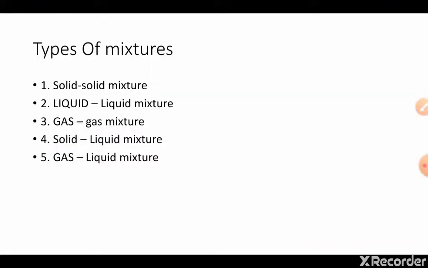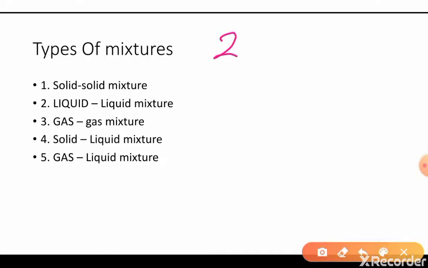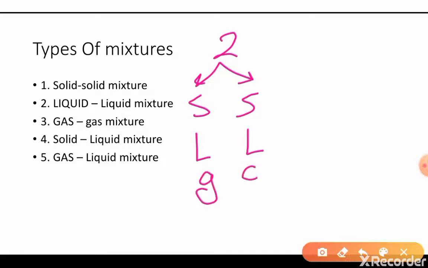We said that the mixture is made of what? It's made of two or more substances. These substances may be what? They may be solid and solid, so this is called a solid-solid mixture, or liquid and liquid, so it's a liquid-liquid mixture, or gas and gas, so it will be a gaseous mixture, or solid and liquid, so it will be a solid-liquid mixture, or gas and liquid, so it will be a gaseous-liquid mixture.